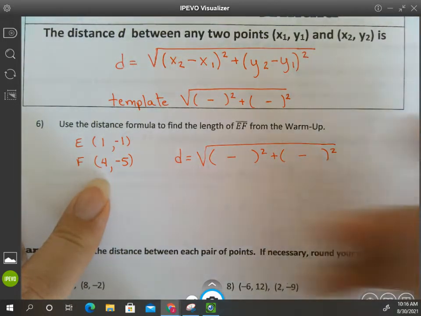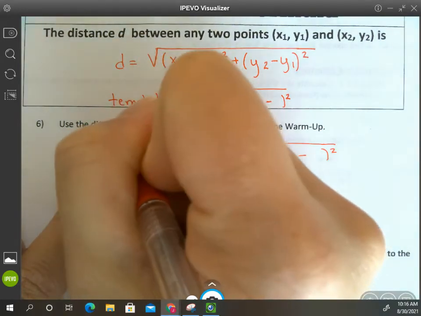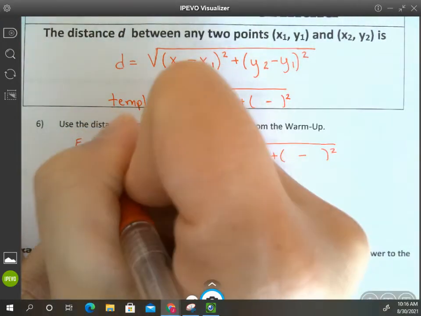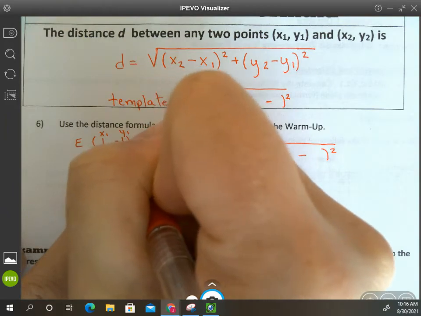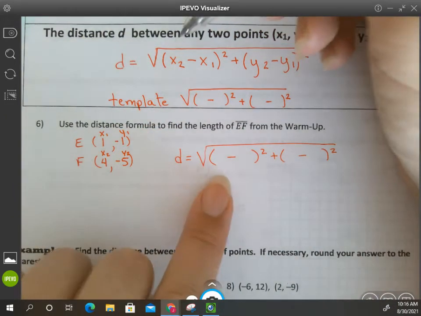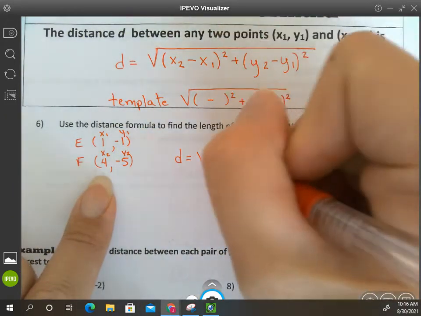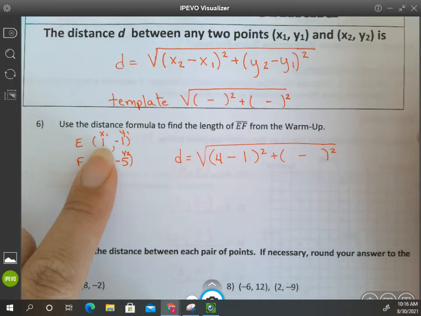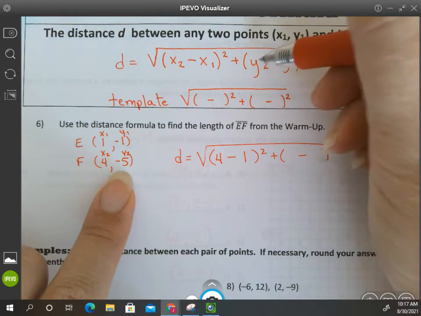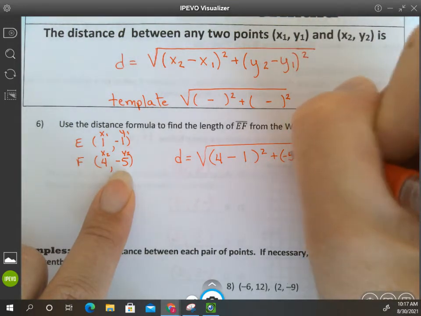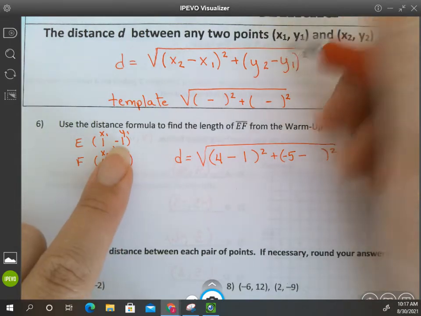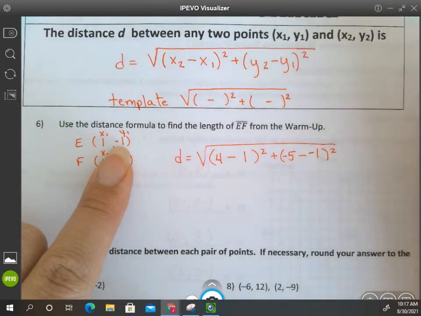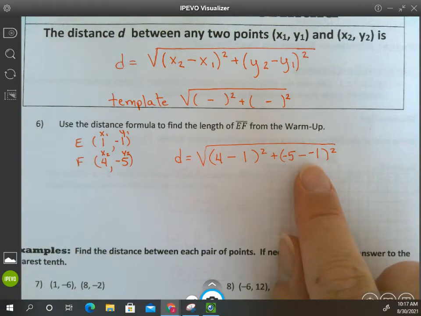Now, this might help you guys. I'm going to call this my x1 and my y1, so xy, and this is going to be my x2 and my y2. So when I go to fill it in, I take x2, so 4, minus x1, which is 1. Then I'm going to go to my y2, which is negative 5. And here's where we have to be careful. It's minus, and then I fill in a negative 1. So what happens when I have minus and negative? It turns into addition, right? Okay, so we can do that.